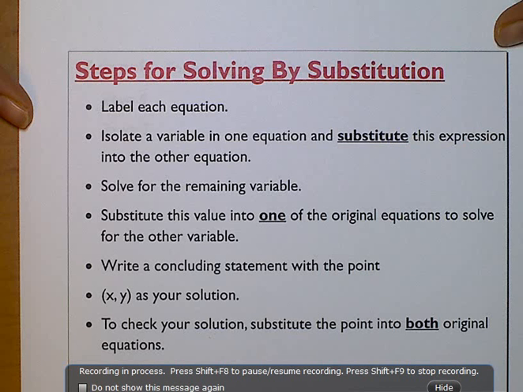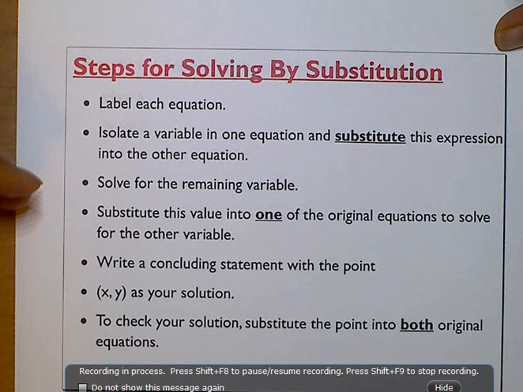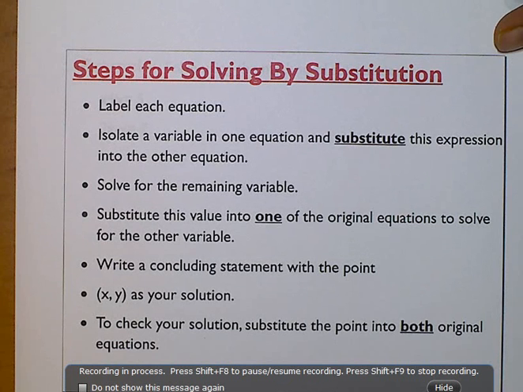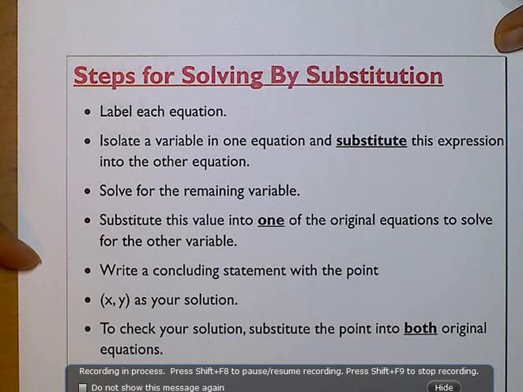linear equation simultaneously. And this is one of the algebraic methods, and there are certain steps that you need to follow in order for you to solve by substitution. I'm going to go through those steps and follow these steps with 2 examples. Alright, so the first step is to label each equation.